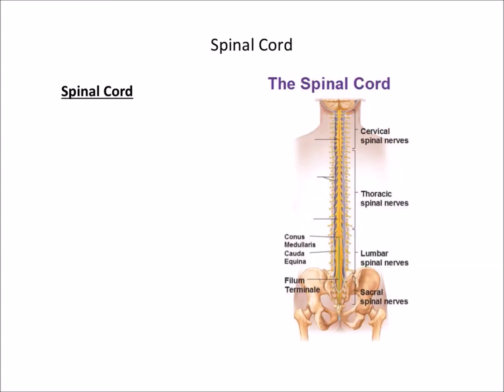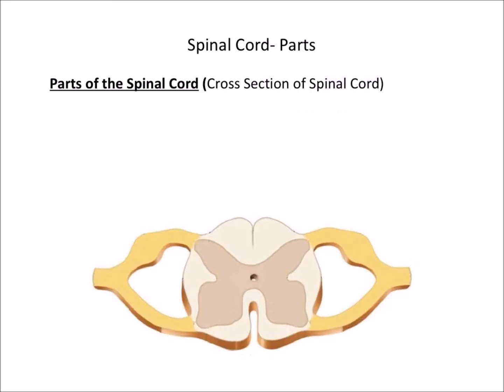Next, we take a look at the first major organ of the central nervous system, which is called the spinal cord. The spinal cord originates at the foramen magnum and ends at lumbar vertebrae number 2 before fraying and becoming the cauda equina, or horse's tail. Taking a look at a cross-section of the spinal cord, we can see that the spinal cord consists of several parts. The first part is called gray matter.